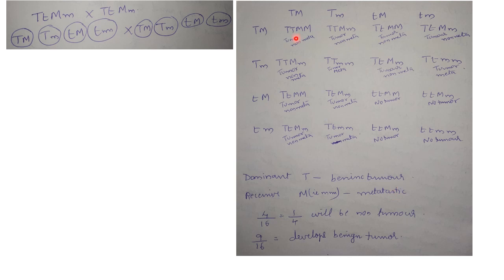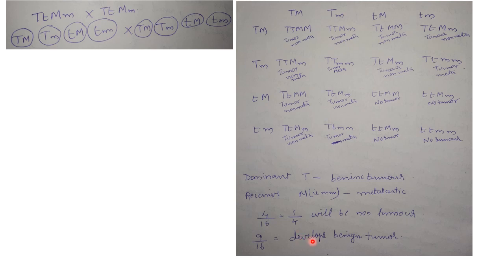So here they have asked how many will be having no tumor. So small t, no tumor. Capital M, it will not be metastatic. So it will not have tumor. So 1, 2, 3 and 4 will be non tumor. So 1/4 of the child will be having no tumor.